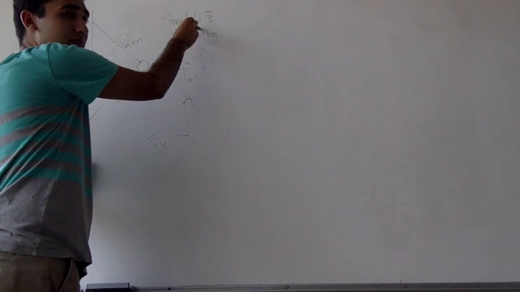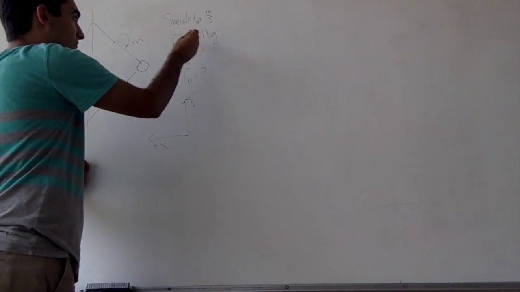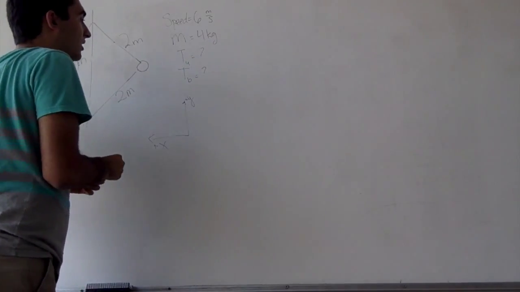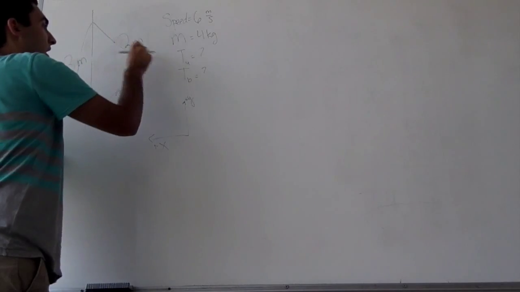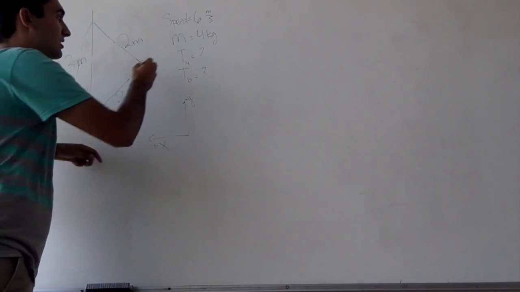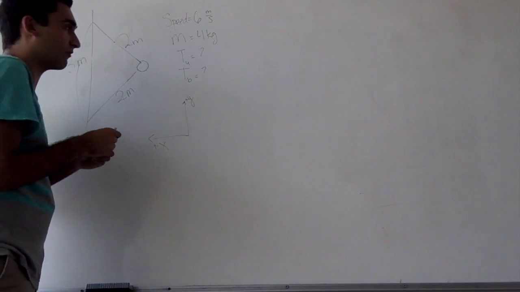The speed is 6 meters per second, and it's a constant speed. The mass of the ball is 4 kilograms. What we're looking for is T_U, which I labeled for T upper, and the tension below. This is part A and this is part B. So let's draw our free body diagram first.